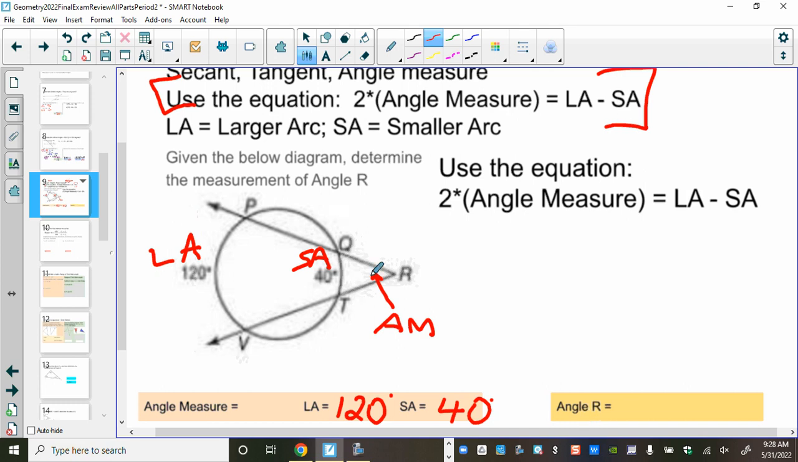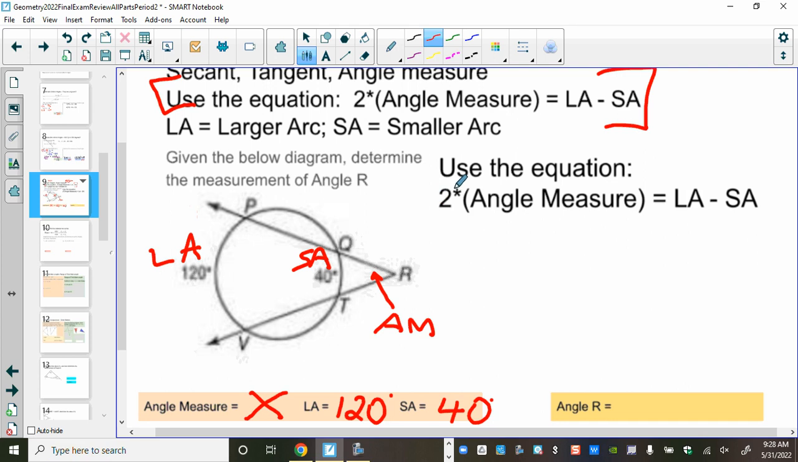Now, what do we know? Our angle measure? Do we know what the angle measure is given this diagram? Do we have an angle measure? Yes or no? Do we see an angle measure here? You're right, we don't. Mark it as an X.